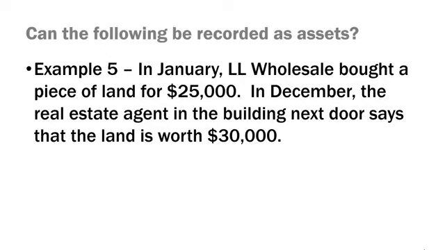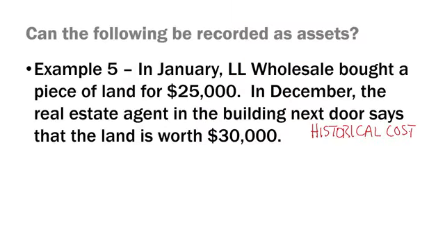Now, what about this good news that the land is worth $30,000? Well, again, indeed it is good news, but the value of the land on the balance sheet must remain at $25,000. We call that its historical cost. One can envision several ways that an asset's value could be measured. One is its original cost or its historical cost.